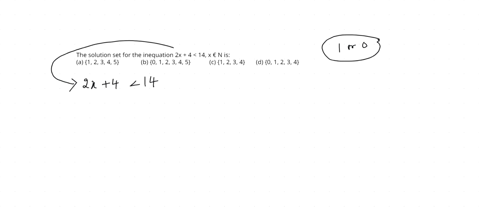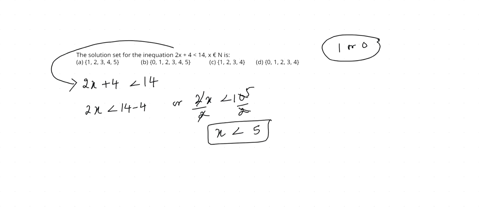This is quite straightforward from inequalities. 2x plus 4 is less than 14. So 2x is less than 14 minus 4, or 2x is less than 10. Dividing both sides by 2, I'm dividing by a positive number, which means I don't have to change the inequality. I get x is less than 5, 2 ones are 2, 5 twos are 10. And what is the replacement set? See, this is the catch.